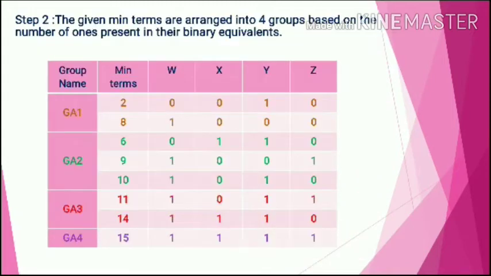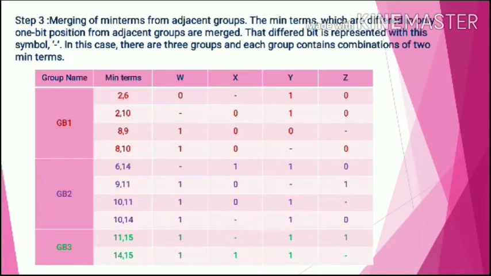Similarly, merging GA3 and GA4, you will get 11, 15. Only the second bit value differs, so put a hyphen. And 14, 15, only the third bit value differs, so put a hyphen in that place. In this way, the three groups are formed and each group contains the combination of two minterms.